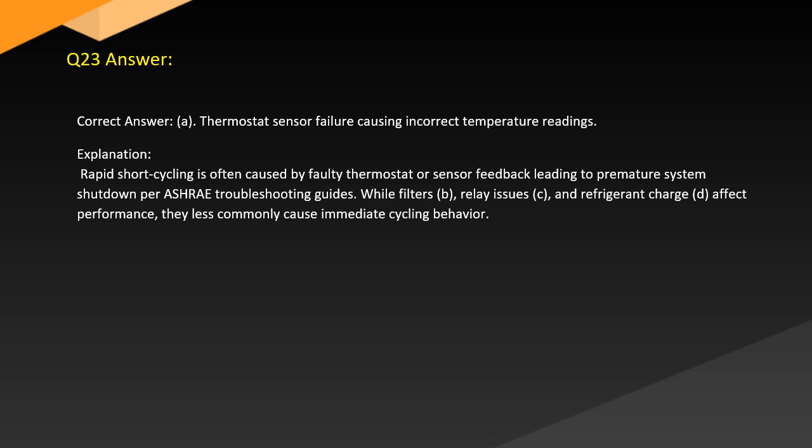Answer. Correct answer: A. Thermostat sensor failure causing incorrect temperature readings. Explanation. Rapid short cycling is often caused by faulty thermostat or sensor feedback, leading to premature system shutdown, per ASHRAE troubleshooting guides, while filters (B), relay issues (C), and refrigerant charge (D) affect performance. They less commonly cause immediate cycling behavior.